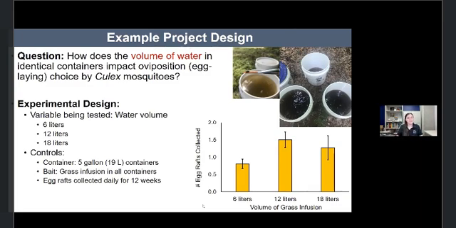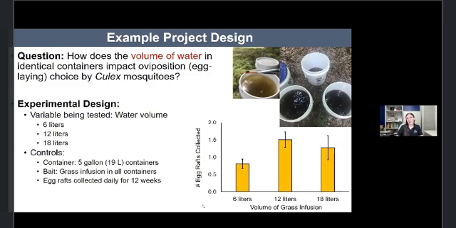You can let your eggs hatch, and you can actually look at the larvae themselves. It's really up to you. So you could design your data collection however you want. So in this case, we looked at eggs, but for you, it might be easier to actually let the eggs hatch and then see which groups of mosquitoes you have. So that's an example of a project that one of my students designed that we did.